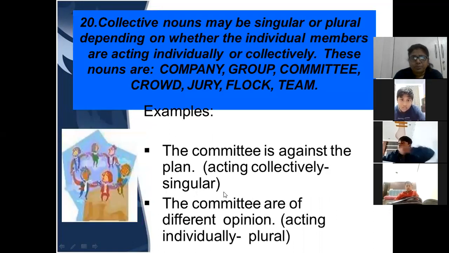Next, collective nouns may be singular or plural depending on whether the individual members are acting individually or collectively. Same rule which we studied right now, that gymnastics one.